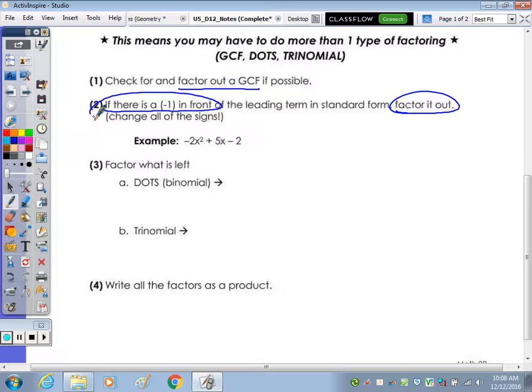So right here in the example, -2x squared, you want to factor out that -1. In doing so, that would change that to a positive 2x squared, and change all the signs to their opposite. Divide -5x by -1, you get 5x. Divide the 2 by -1, you get -2. Then we factor out what's left.